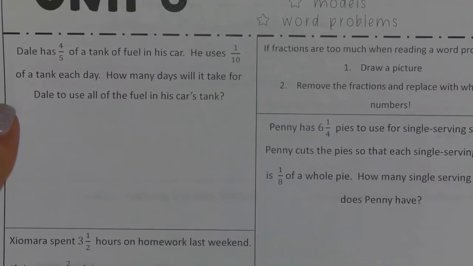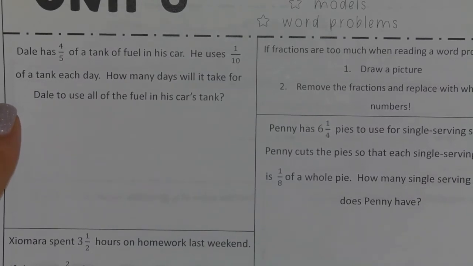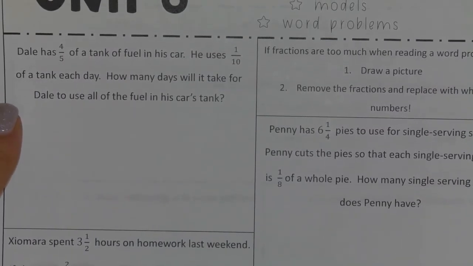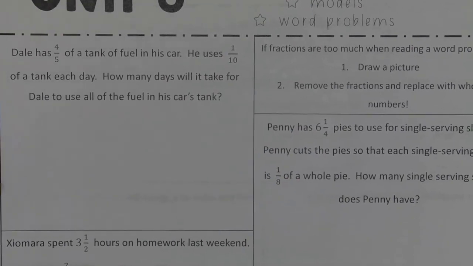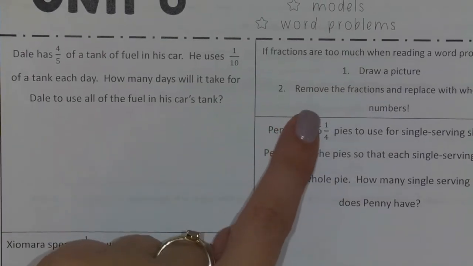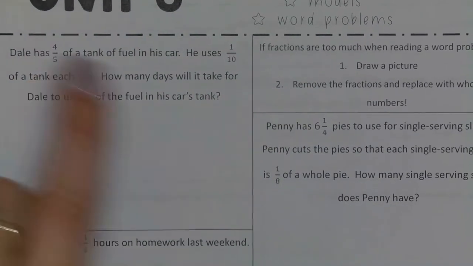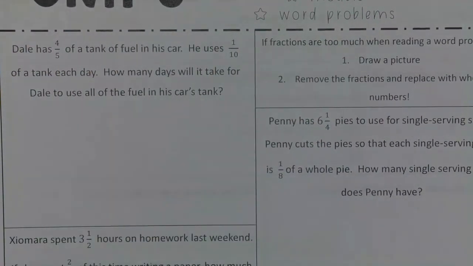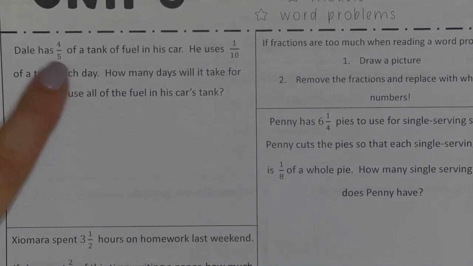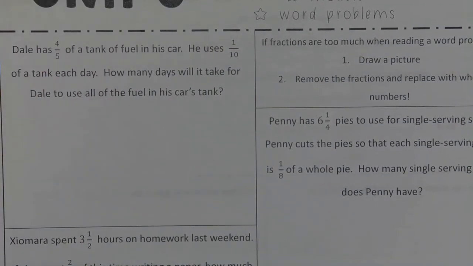So when I look at this very first one here, it says Dale has 4/5 of a tank of fuel in his car. He uses 1/10 of a tank each day. So how many days will it take for Dale to use the fuel in his car's tank? Now I'm going to be honest, I'm a really horrible artist, so I don't very often use the draw a picture option. I like to use the second option more. So I'm going to get rid of the fractions here and replace them with whole numbers. I'm just going to say Dale has 10 gallons of fuel in his car, and he uses 2 gallons each day. So how many days will it take for him to use it?